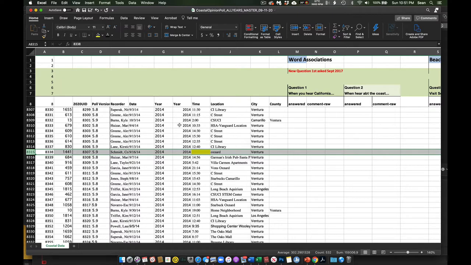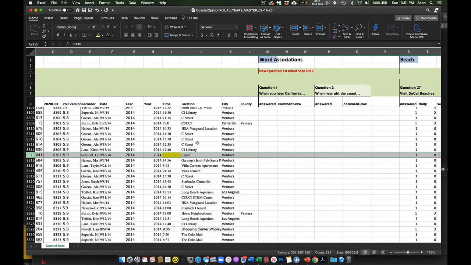The year that it was done, the time of day in military time. So 1 o'clock in the afternoon is 1300. The location of where it was administered, the city and county, and so we need to go in and add in the county here, for example.